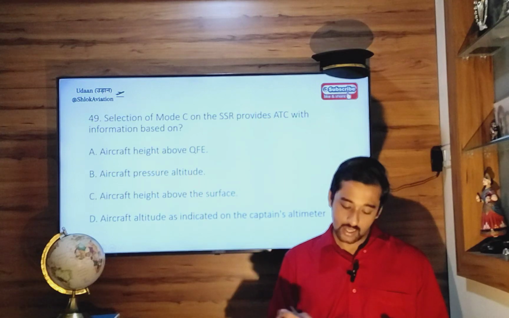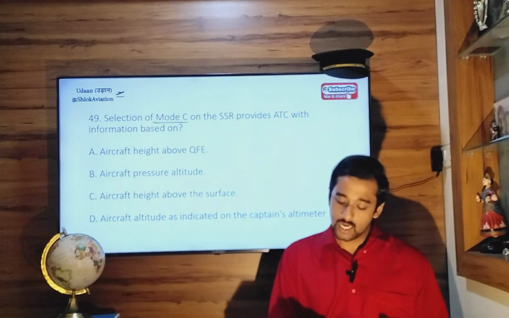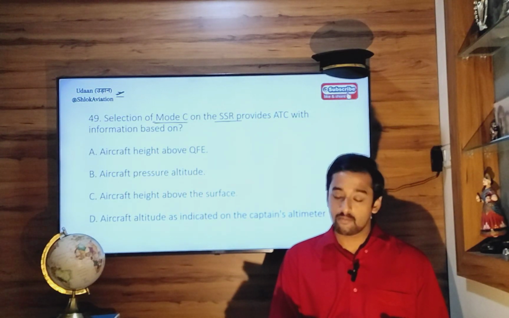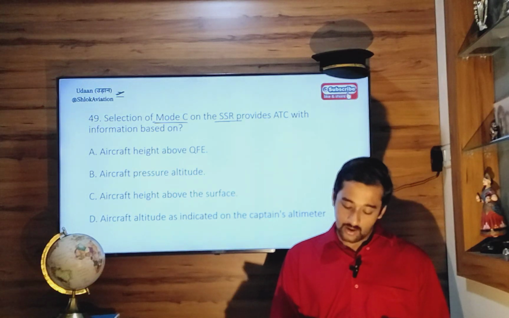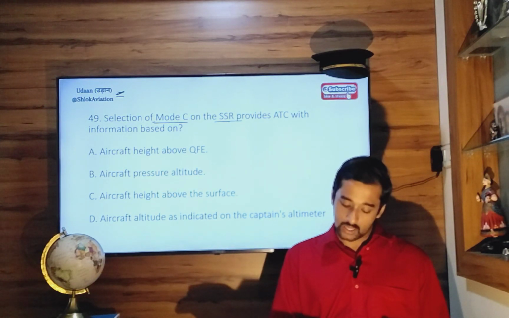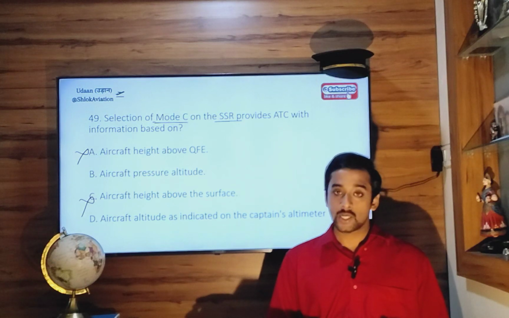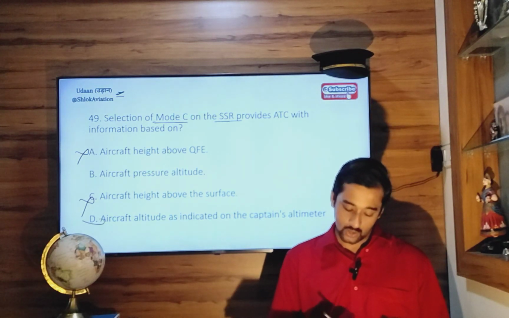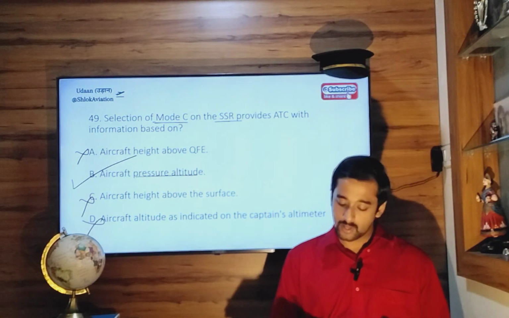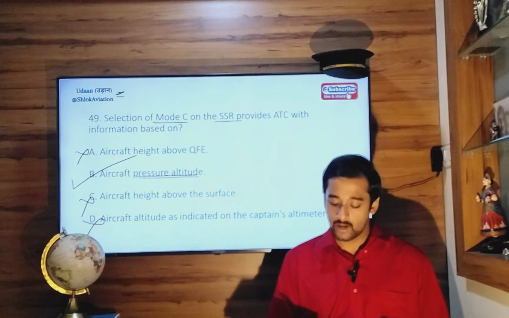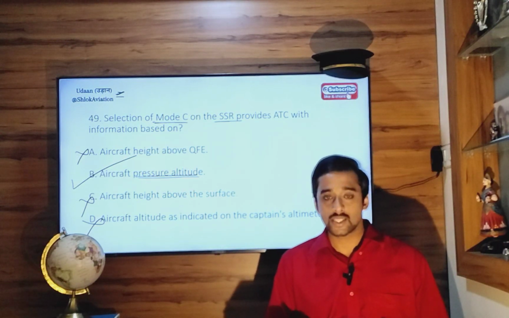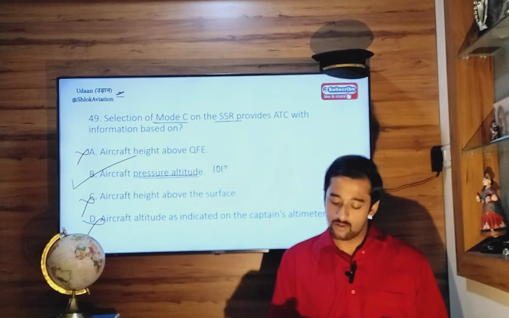Next, 49. Selection of mode C on SSR provides ATC information based on aircraft pressure altitude. Aircraft height is wrong. Aircraft altitude as indicated on captain's altimeter, no. So it will be aircraft's pressure altitude. Pressure altitude is nothing but any altitude or vertical distance measured from standard pressure level 1013.